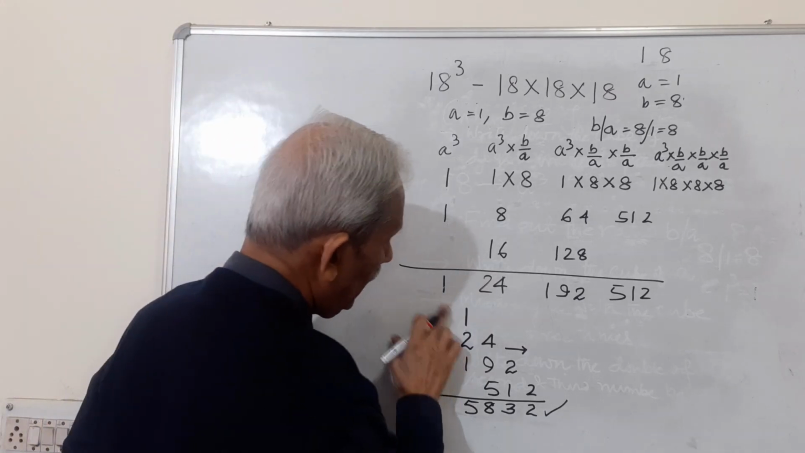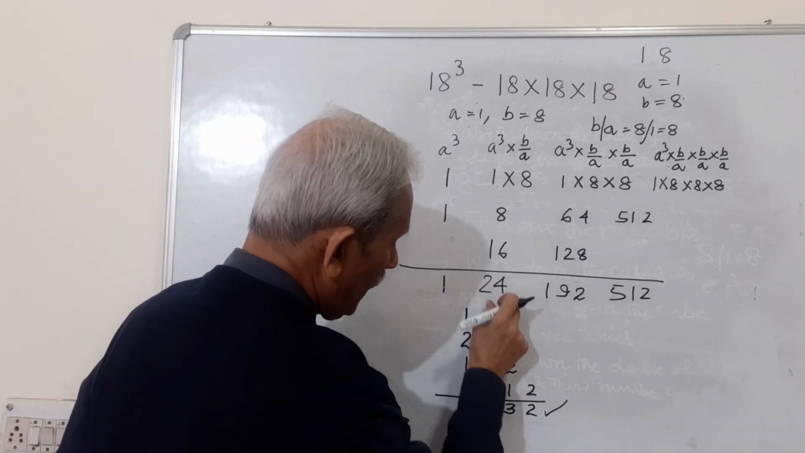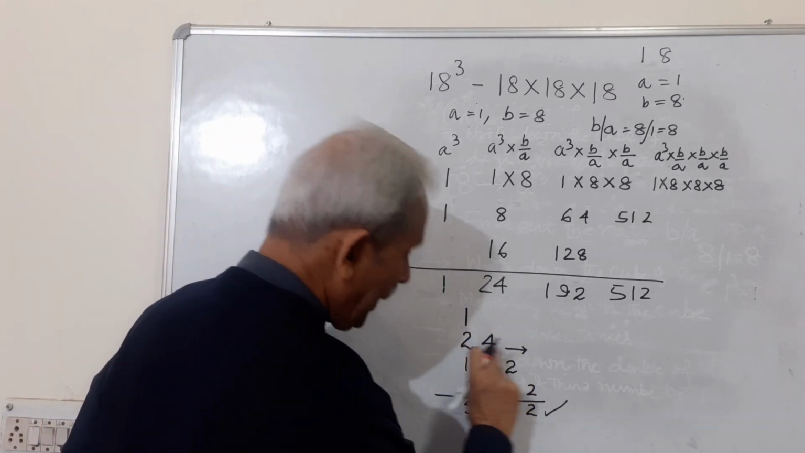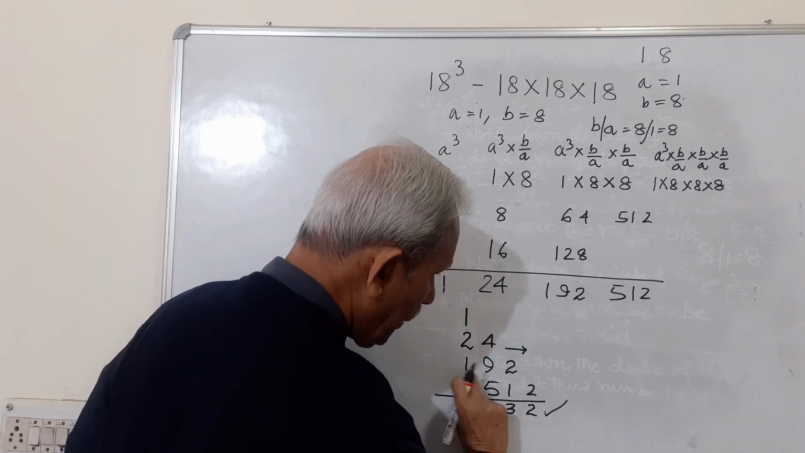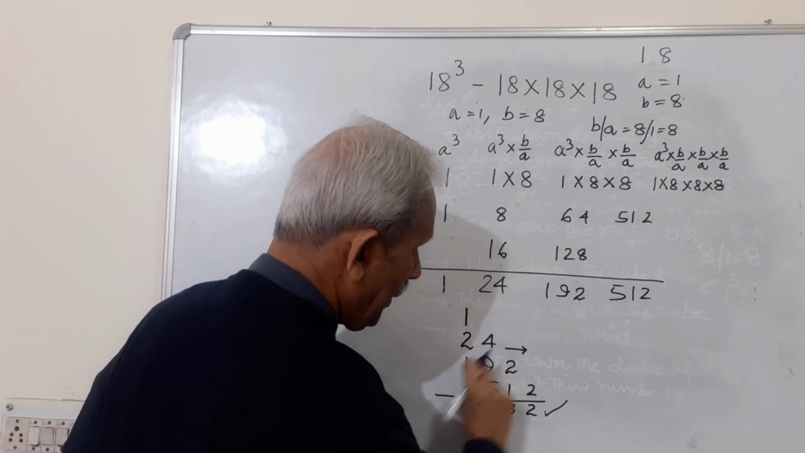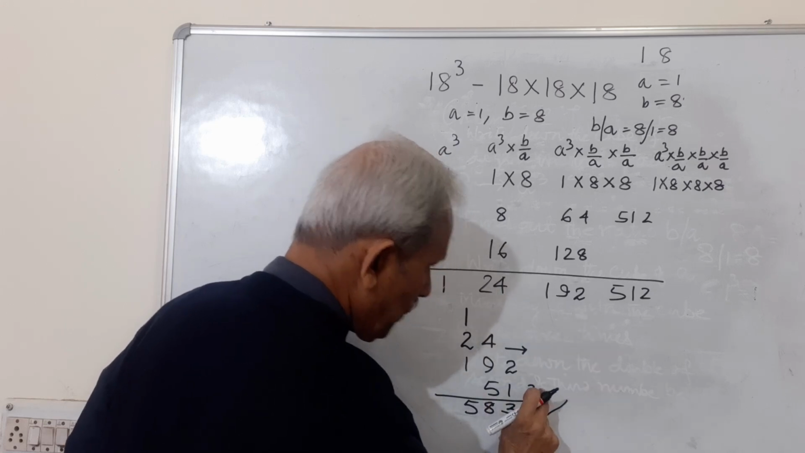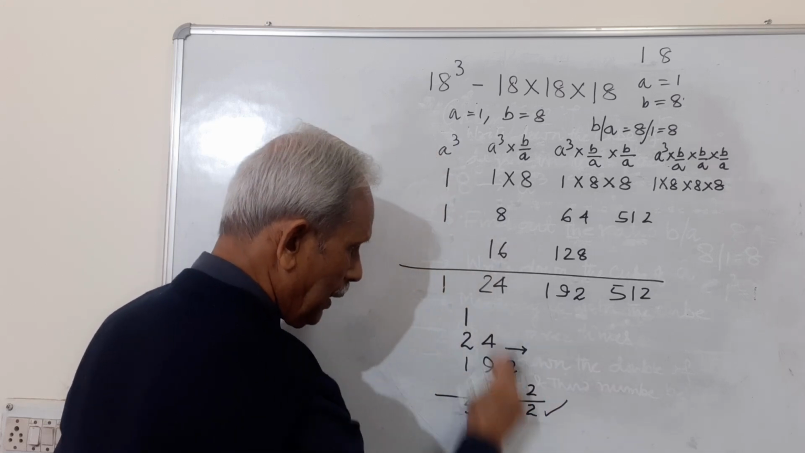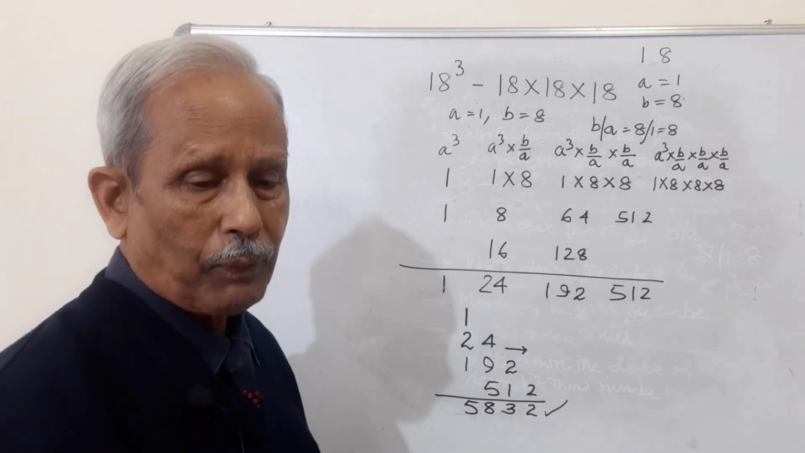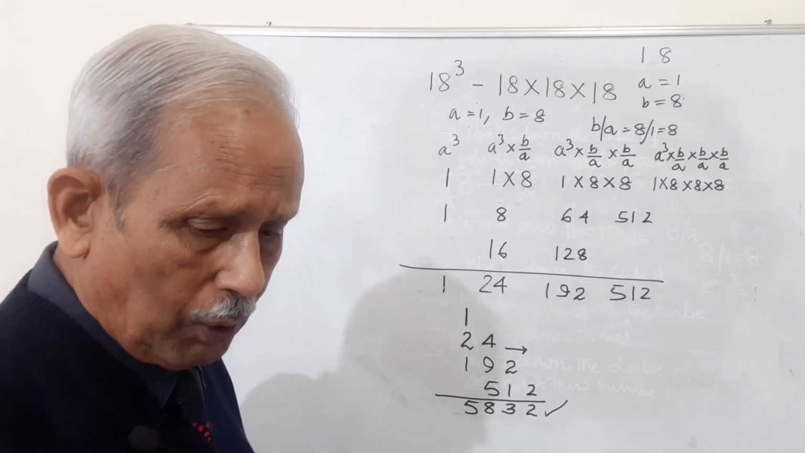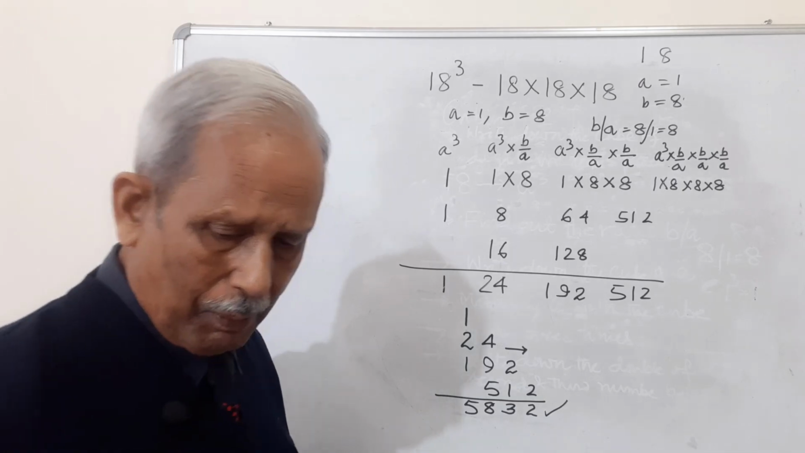So what have we done here? We have placed 1. We have kept this 24 shifted by one space. 192 shifted by one space, 2 here, 19 here. 512 shifted by one space, 2 here, 51 here, and by adding these numbers, you get 5832. I will explain the whole process once again so that it may be very clear to you.